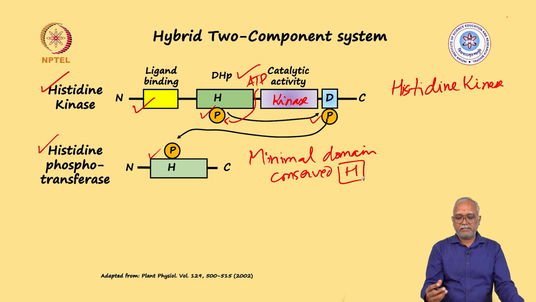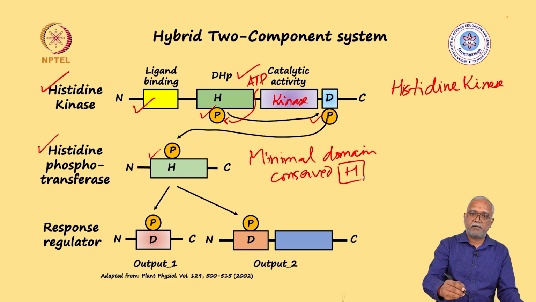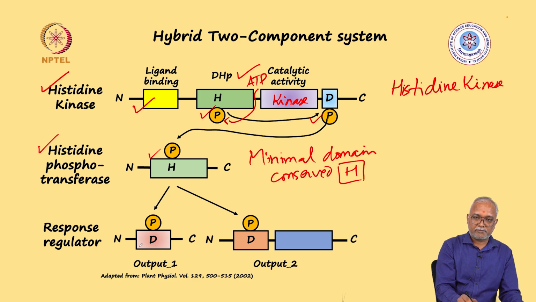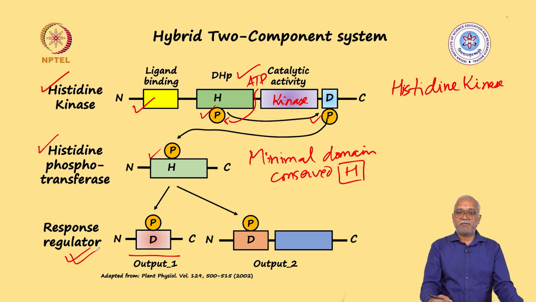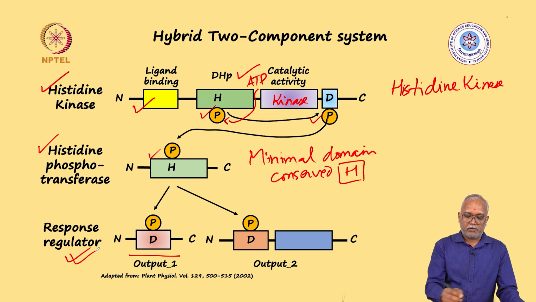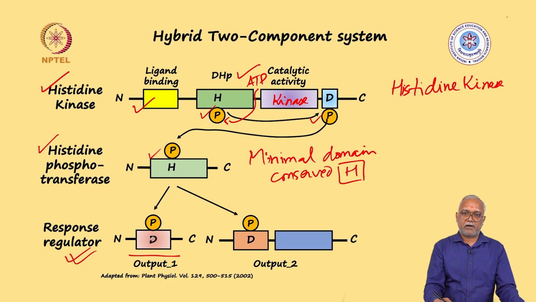Now they basically serve as a relay center, and they send the phosphate from their histidine to the aspartate residue, which is present in the receiver domain of the response regulator. In case of bacteria, we saw there could be multiple different types of response regulator. Here the first case where output 1 is written, it represents a scenario where the minimal domain is present which has the conserved aspartate residue, where phosphorylation can happen.